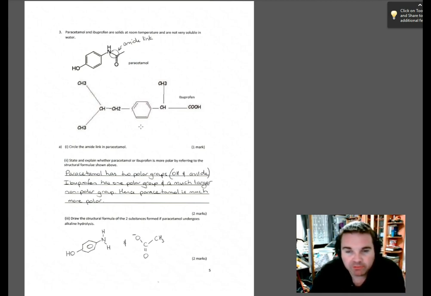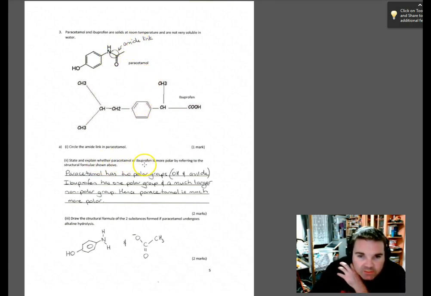Then we get to a drug-related problem. So we've got paracetamol and ibuprofen, which are solids at room temperature and are not very soluble in water. Circle the amide link in paracetamol. So there's the amide link between the nitrogen and the carbon. If it asks you to circle the amide group, it's this one here. If it asks you to circle the peptide group, that's the same, and an amide link is the same as a peptide link.